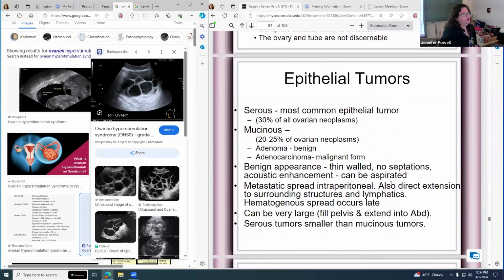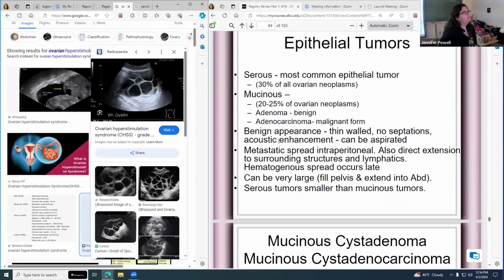All right, on to epithelial tumors. Serous tumors are the most common epithelial tumor, 30% of all ovarian neoplasms. Mucinous, 20 to 25% of ovarian neoplasms. Adenomas are benign. Adenocarcinomas are malignant. And of course, you won't be able to tell this from ultrasound, but biopsy would be needed.